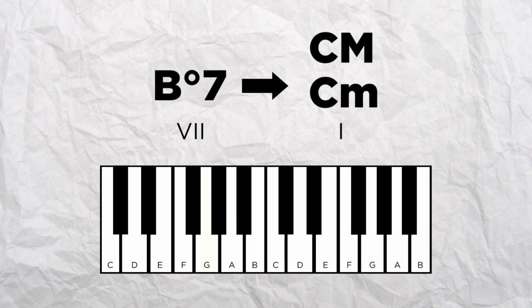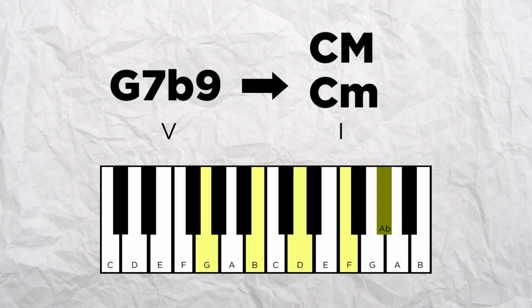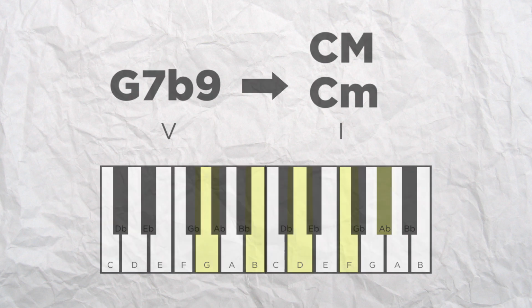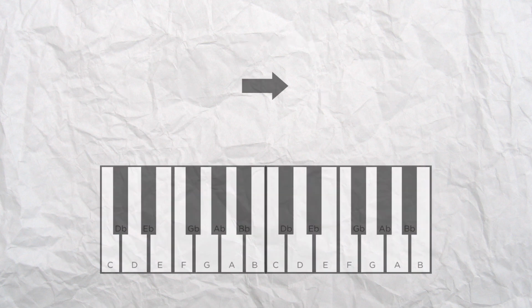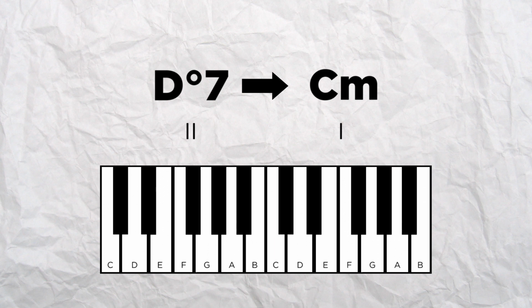Note that if you add a G to this B diminished 7th chord, it will become a G7 flat 9, which works great on a dominant chord, which maybe also explains better why it resolves well on a C, G being the dominant of C. In a minor tonality, you can also use it on a 2nd degree to resolve on a degree 1, so in C minor that would be a D diminished 7th chord resolving to a C minor.